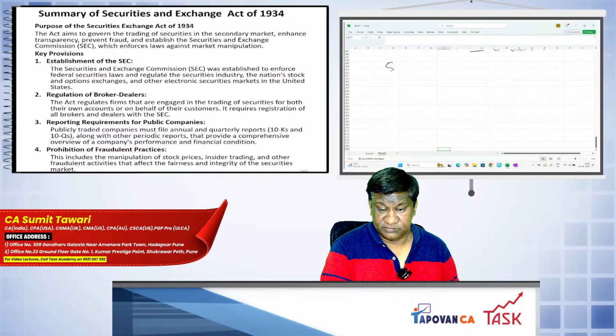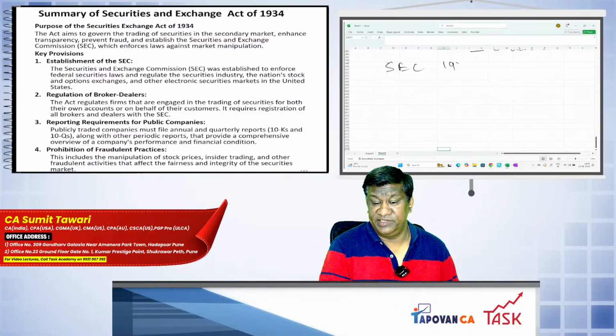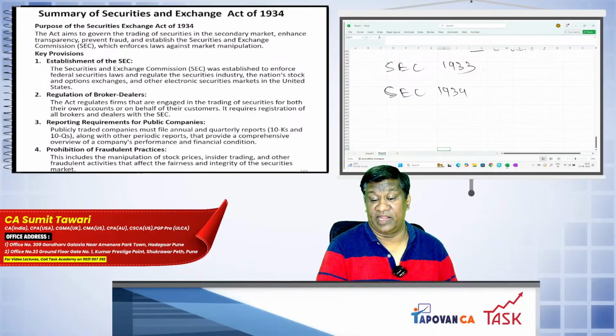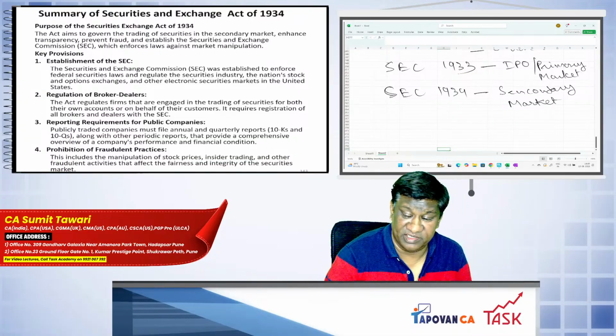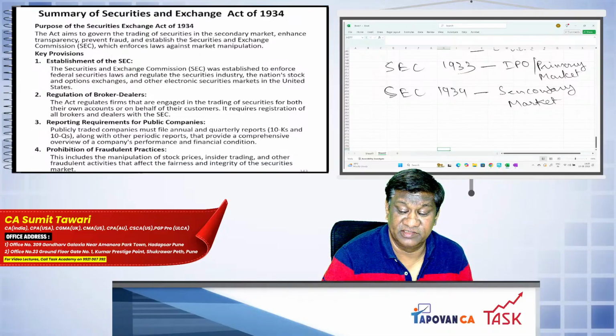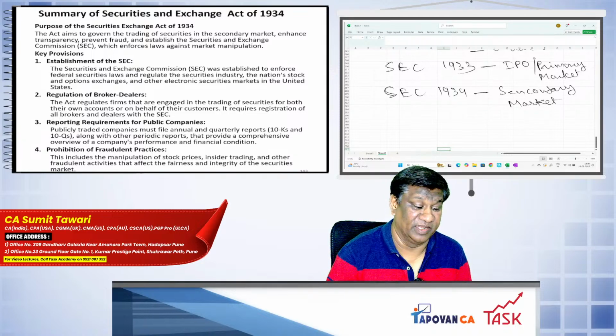So see, SEC 1933 and SEC 1934. There are two acts. This one deals with the IPO or the primary market, when the company is directly issuing the securities. This one deals with the secondary market, the stock exchange. In India, SEBI is the only authority, or only act, that deals with both markets. But in the US, SEC 1933 is a different act for the IPO, and SEC 1934 is a different act for the secondary market.